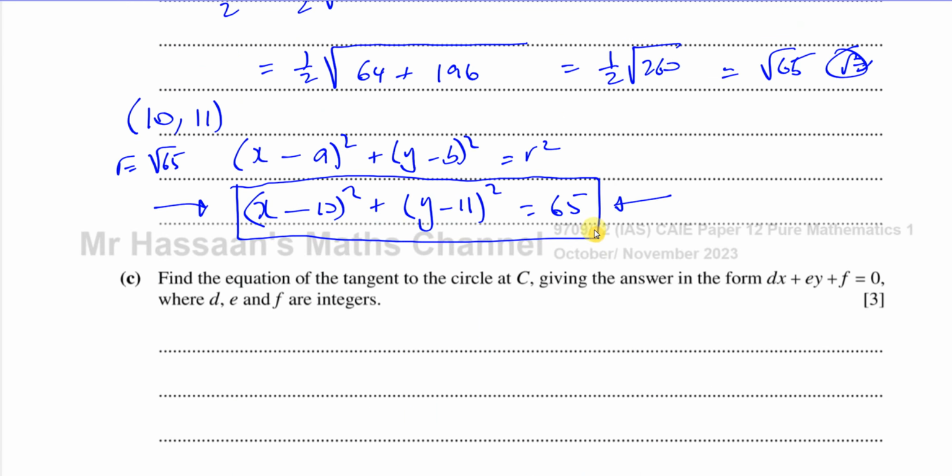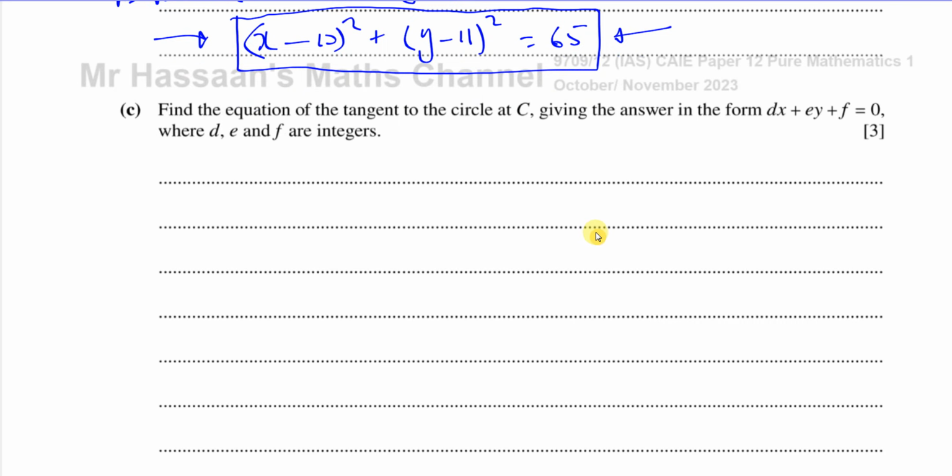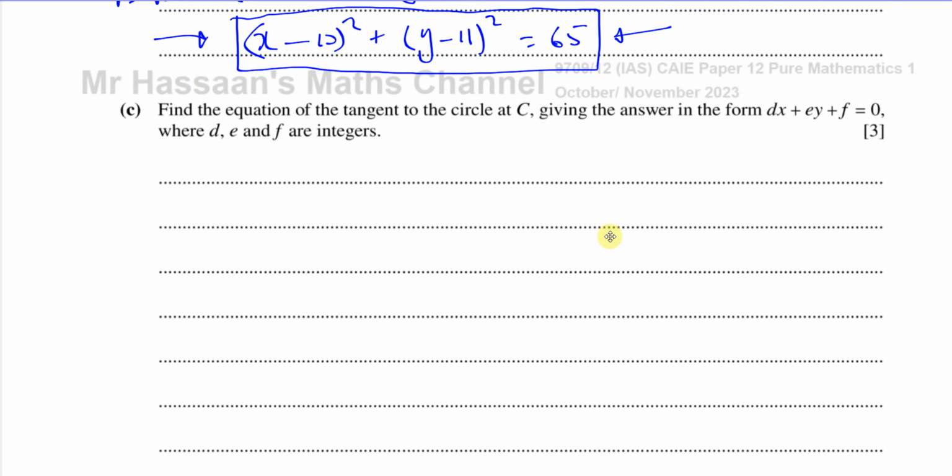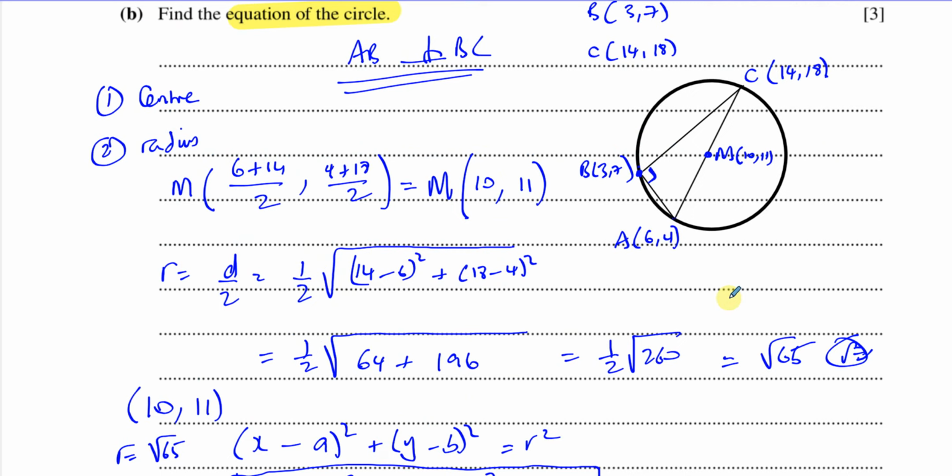Now for part C, it says find the equation of the tangent to the circle at C, giving the answer in the form dx plus ey plus f equals 0, where d, e, and f are integers. Okay, so the tangent to the circle at C.